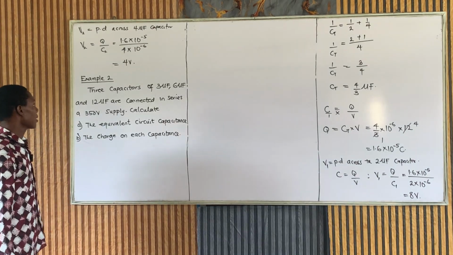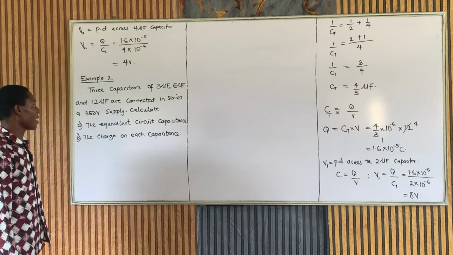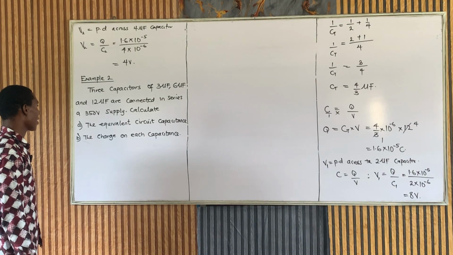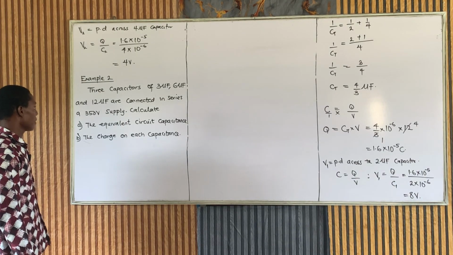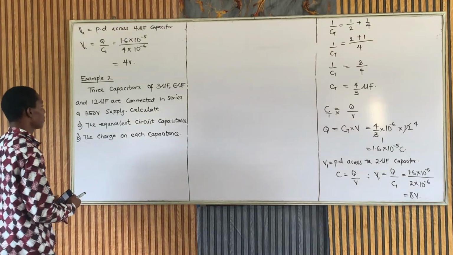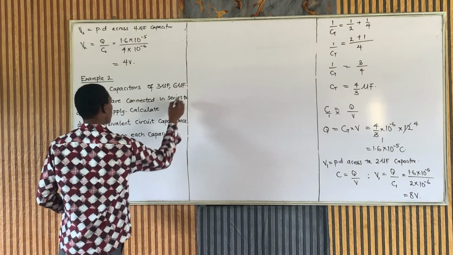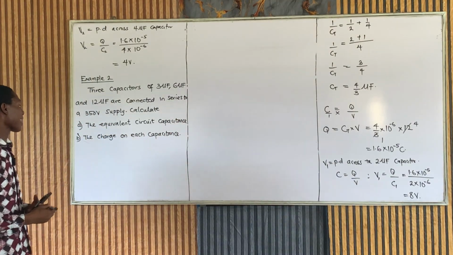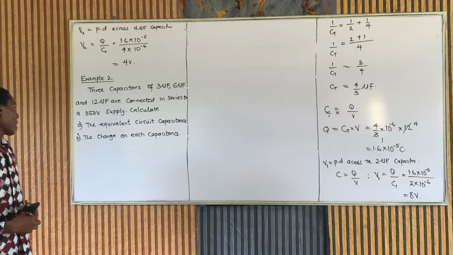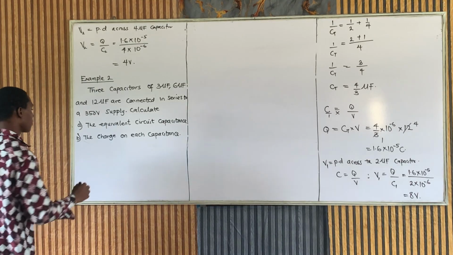Example 2. 3 capacitors of 3 microfarad, 6 microfarad, and 12 microfarad are connected in series to a 350 volt supply. Calculate the equivalent capacitance and the charge on each capacitor.